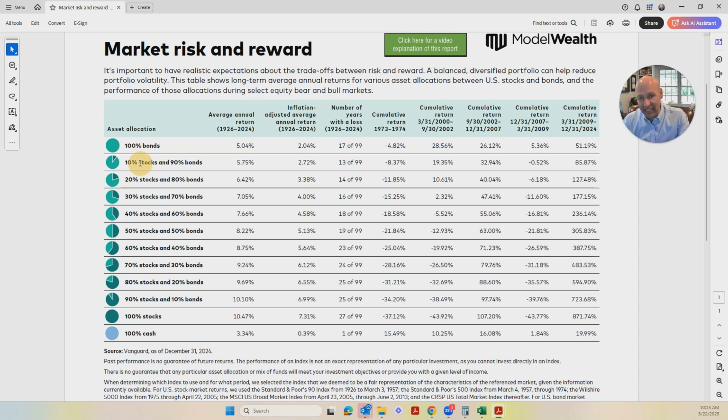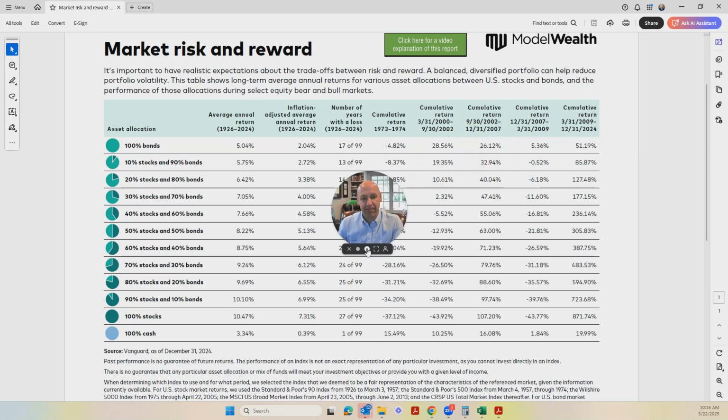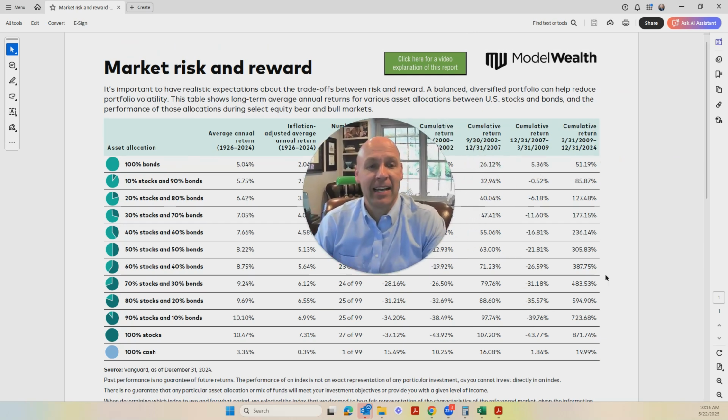And as you start adding stocks to an otherwise all bond allocation, your average annual returns start to rise. The inflation adjusted average annual returns start to rise, but eventually if you get to a 90% stock or 100% stock, you're now starting to lose value about 1 out of every 4 calendar years. That's the cost of beating inflation over the long haul, and the cost of having the certainty and safety and availability is at best maybe following inflation. So this is how we think about investment returns and risk in the context of planning.